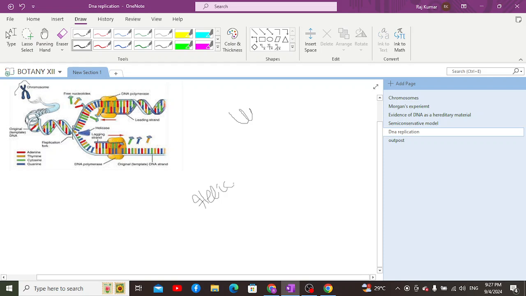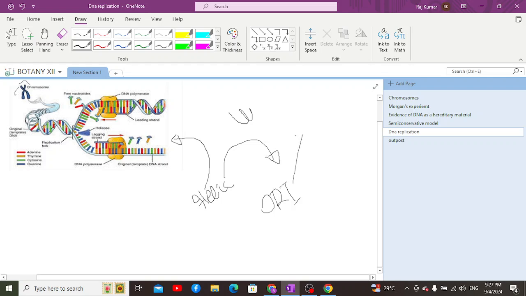Now, helicase enzyme does not directly start to break down the hydrogen bonds from any part of the DNA. That's not the case. Helicase enzyme starts the replication at a site on the DNA which is known as the origin of replication, or ORI.